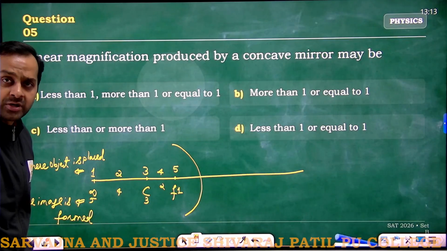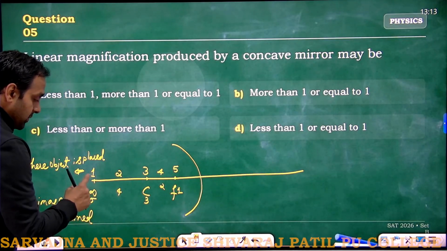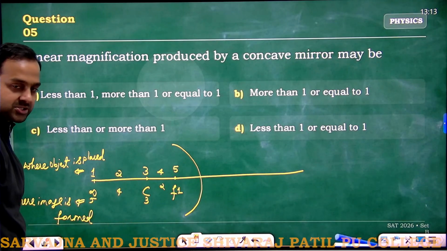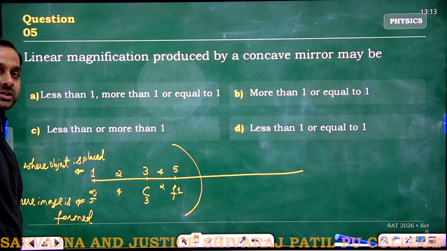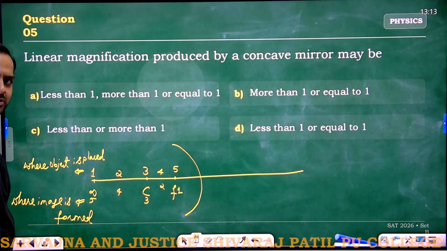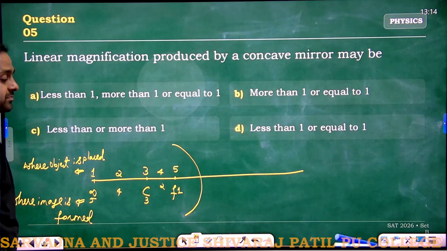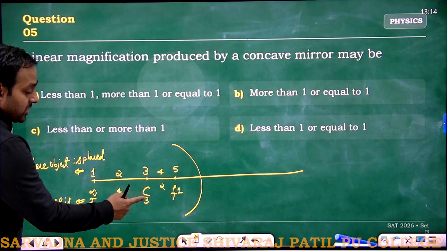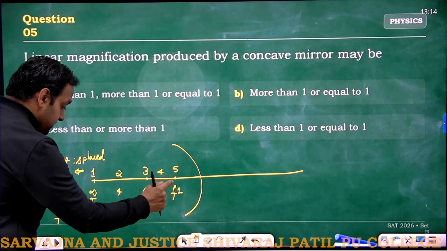Now how do you understand this? Mirror, principal axis, 1 2 3 4 5 at the top and 1 2 3 4 5 at the bottom in the reverse order. So if you place the object at infinity, where will the image be formed? The image will be formed at F. Now if I place the object at C, that is, at 3, the image will be at 3. What is 3? The image is at C. Like this you can try and understand.